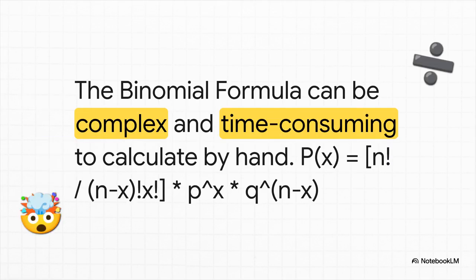Now you could grab a calculator and plug all of those numbers into this beast, the official binomial probability formula. I mean, look at it. It's got factorials, exponents. It's a whole thing. And yeah, it works perfectly, but man, it is tedious and it's so easy to make a tiny mistake.